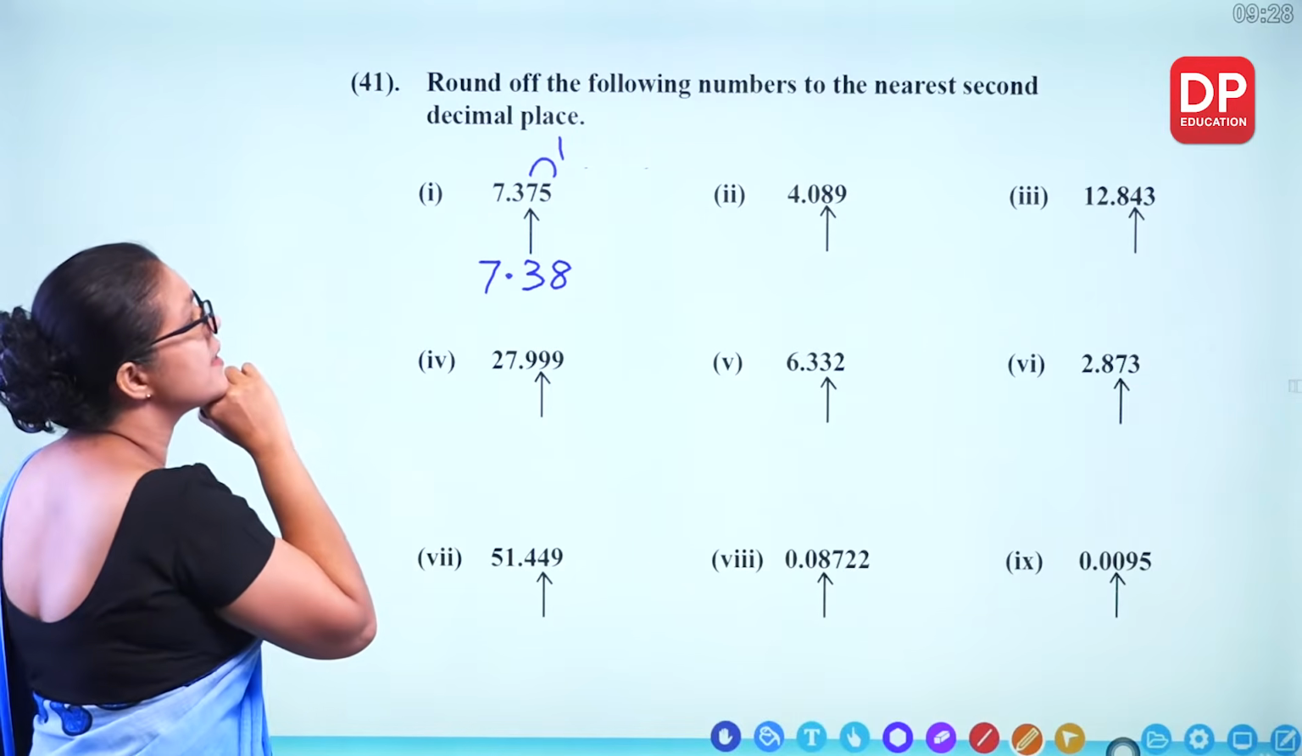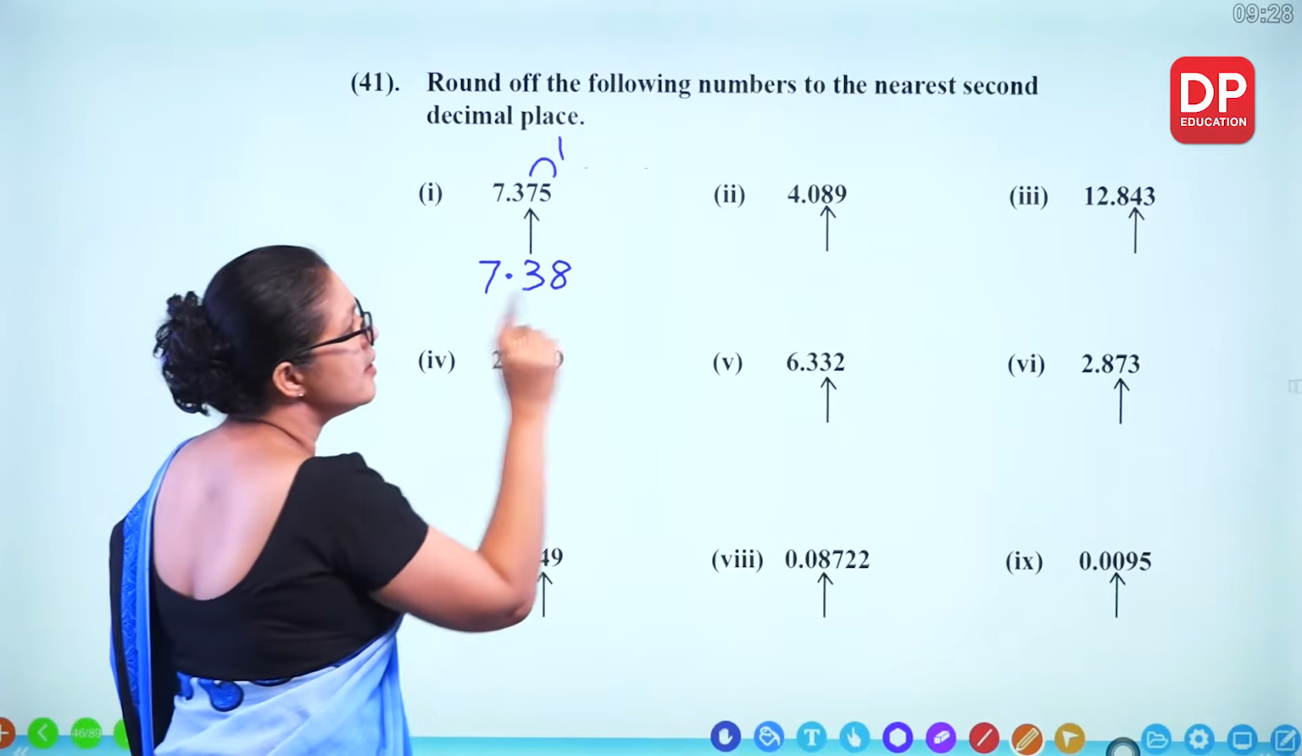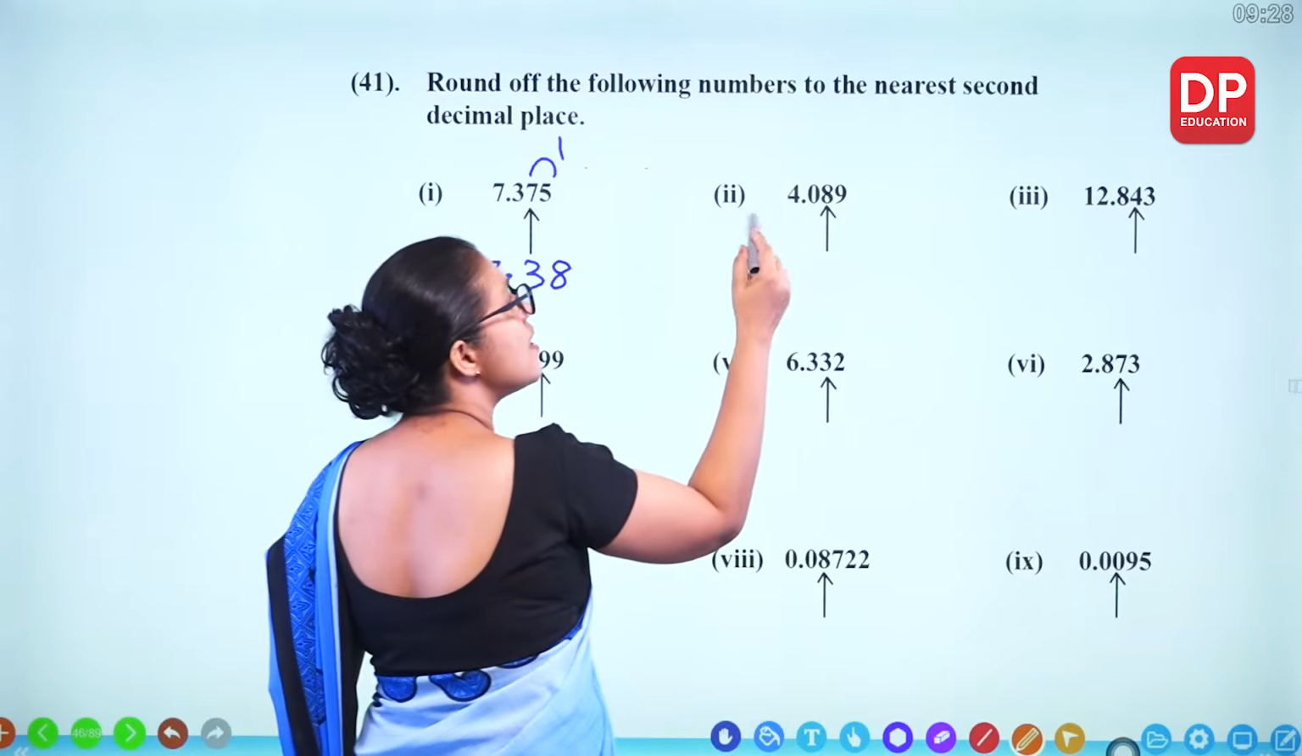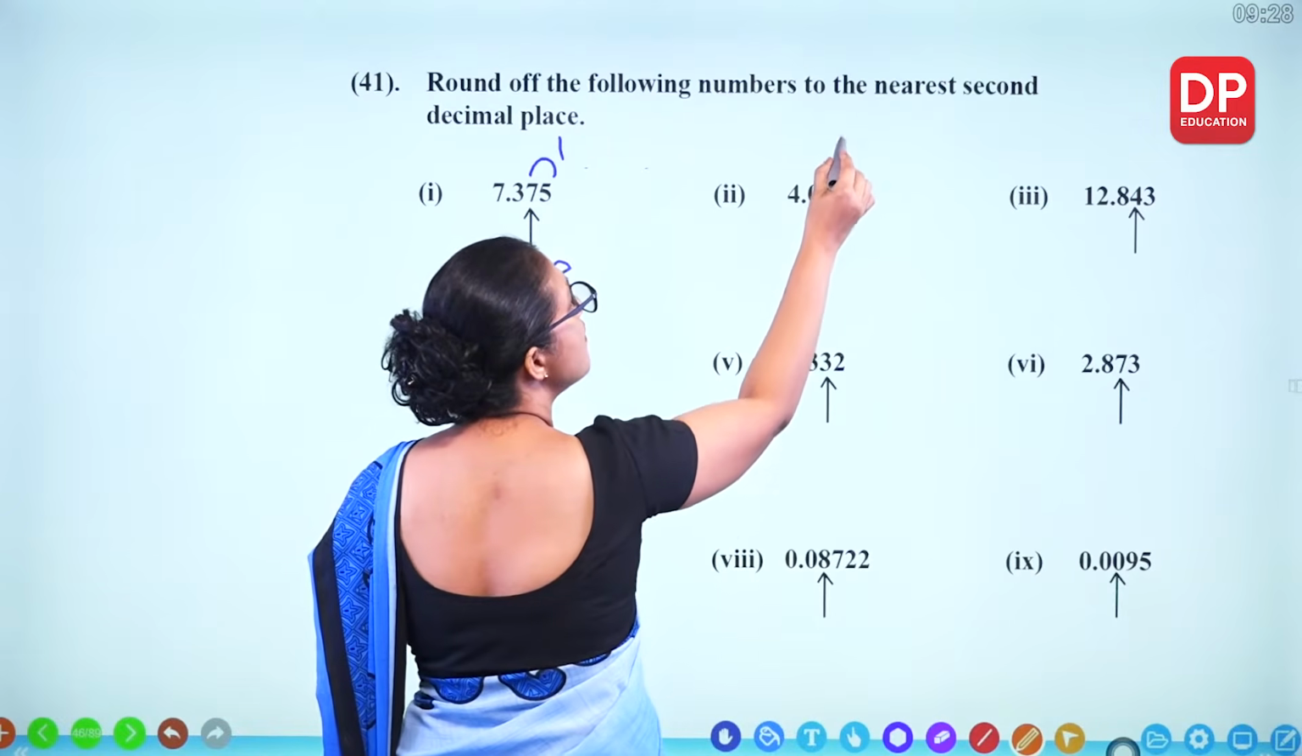7.38. This one, 8 is the digit you need to round. Next digit is 9. More than 5. Add 1.